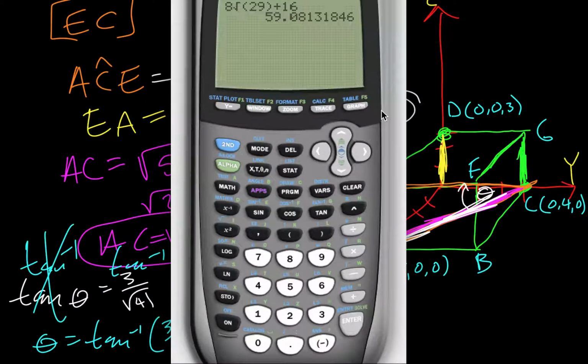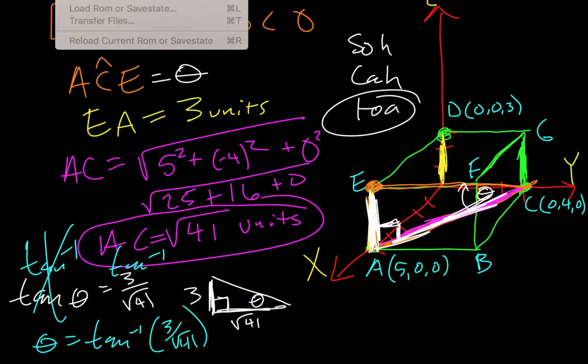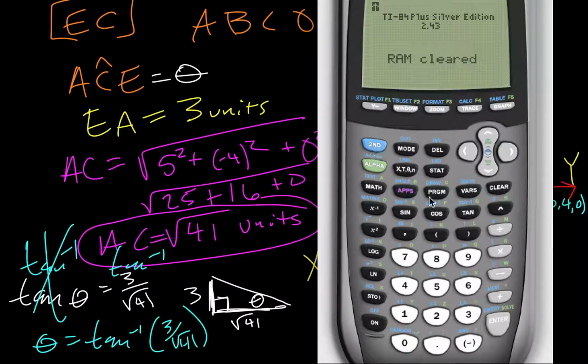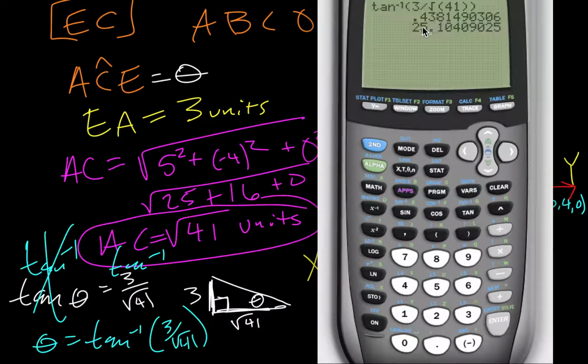Go to our calculator. Second tangent, 3 divided by square root 41. That's not going to be right because I've got to switch to radians, or to degrees. Just hit enter again, gives me my degrees, and it's 25.1.